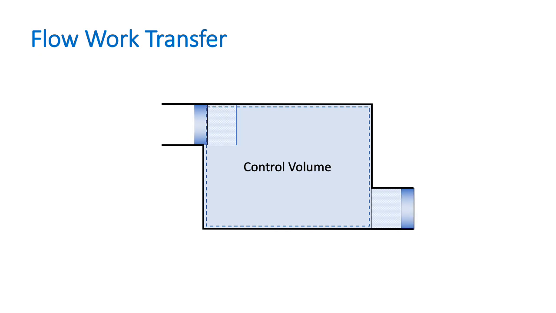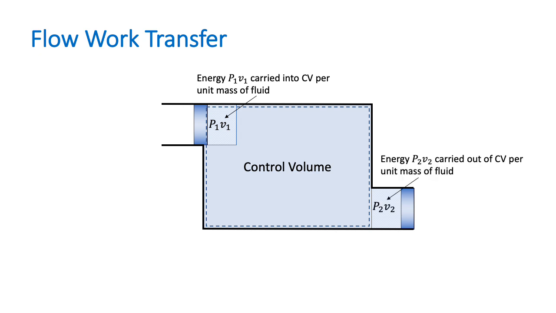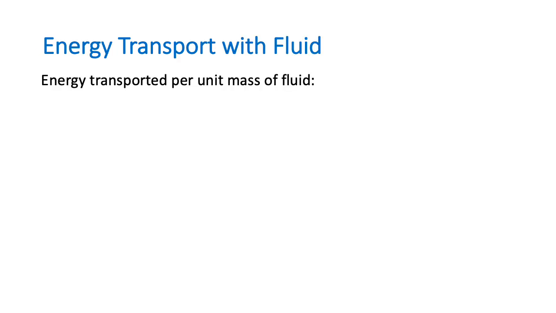When the fluid both enters and leaves, there's energy P1 v1, which is carried into the control volume per unit mass of the fluid. At the same time, the energy P2 v2 is carried out of the control volume per unit mass of fluid, because this is the work which was done on the fluid element to push it out of the control volume. We can calculate the energy transported per unit mass of fluid.